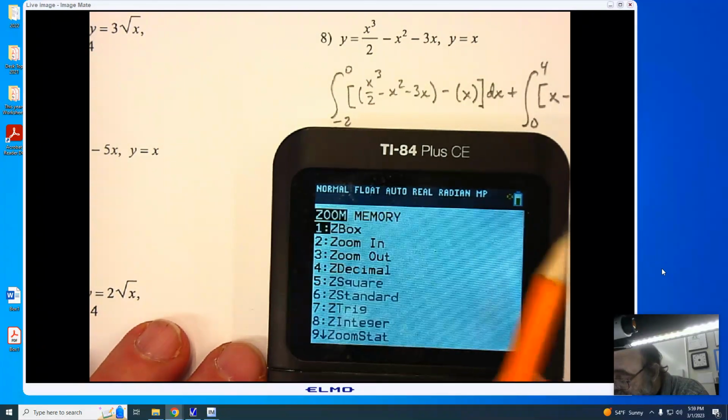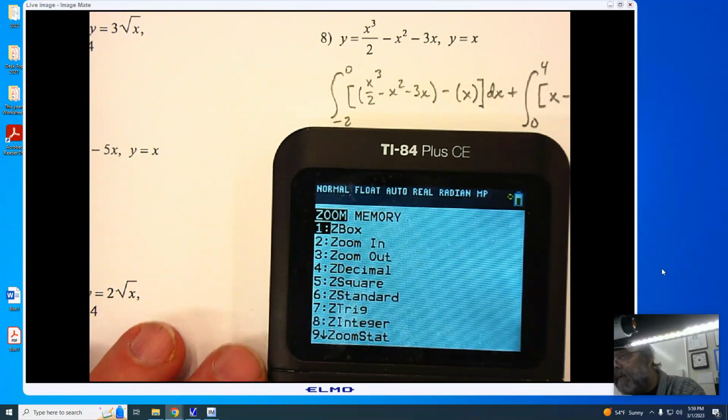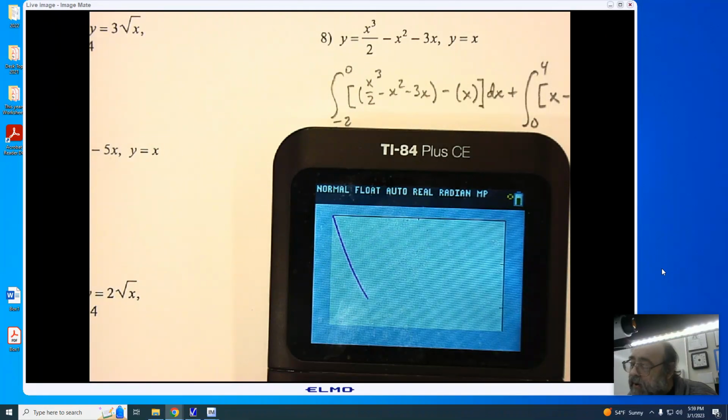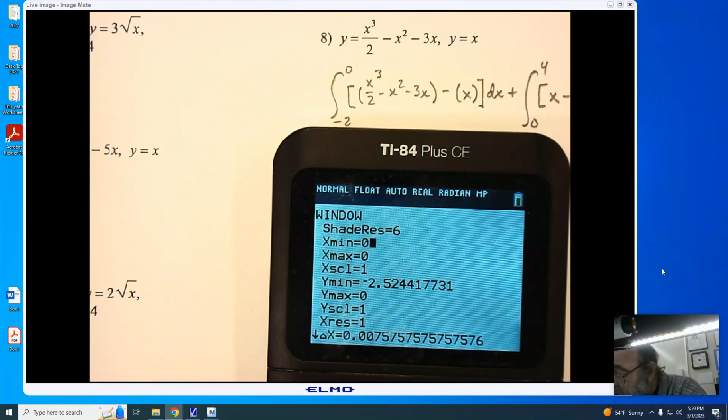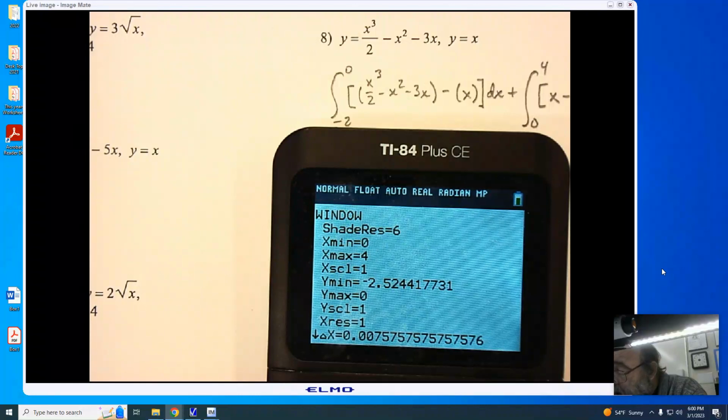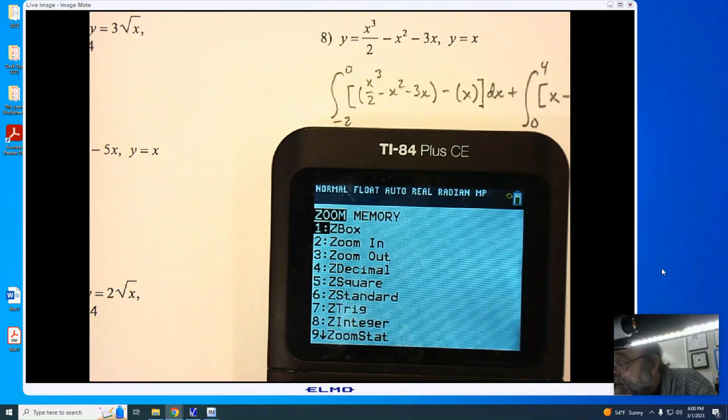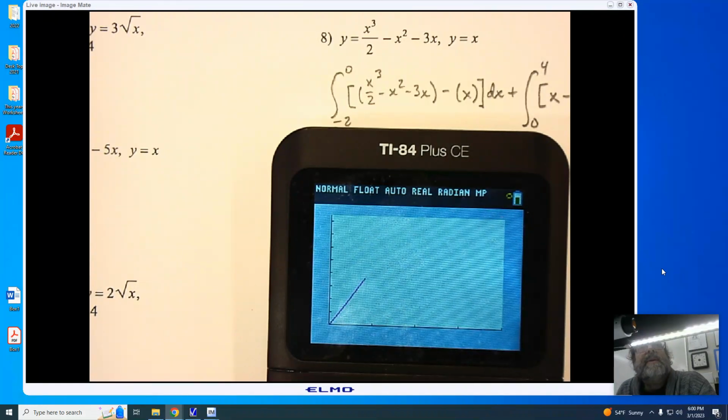Now, when we graph this, once again, hit zoom fit. I forgot to put 0 to 4, so give it a moment. We're going to have to change it. Here we go. Windows, 0 to 4, and now zoom fit. Again, it's giving us a very nice graph.